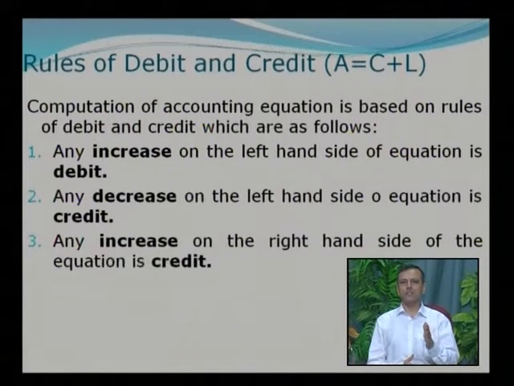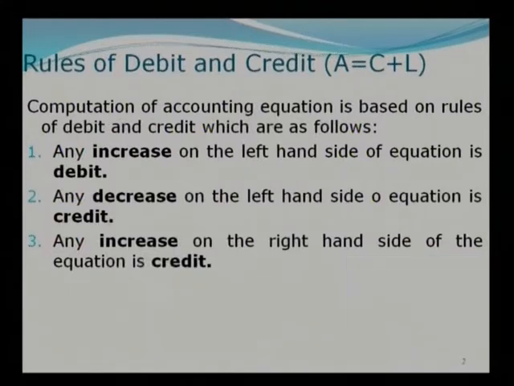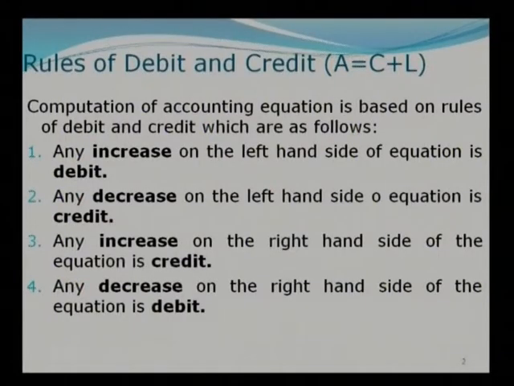A is equal to C plus L. Your liability L is 0. A is asset 20,000. C is capital 20,000. Your liability is 0. And this equation is always equal. Let's also look at the next rule. Any decrease on the right hand side of the equation is debit. This is also a natural corollary. You need not remember all these four rules, my dear friends. If you understand that increase in asset is debit, the rest of the things will automatically follow.